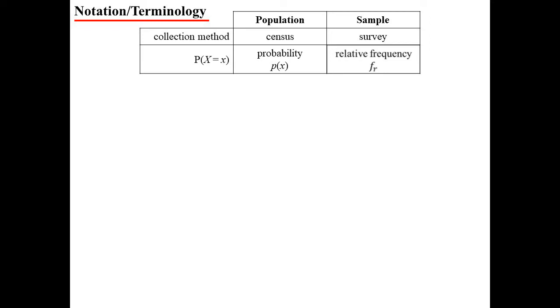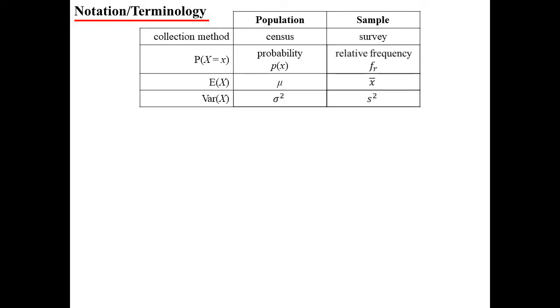Notation is slightly different too. When we're working with a population, we call it the probability. Whereas if it's just a sample, we call it the relative frequency rather than the probability, and the symbol there you'll see is F. Expected value, the symbol we use for average or expected value in a population is the Greek letter mu. But if it's just a sample, we use X with a bar over the top. Variance, sigma squared for population, but S squared when we're talking about a sample.